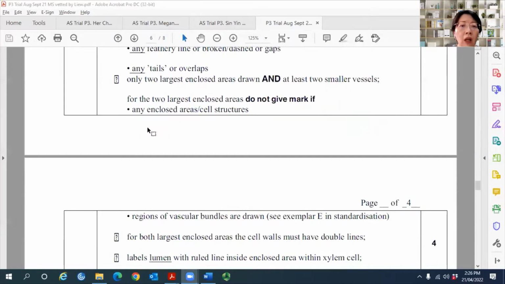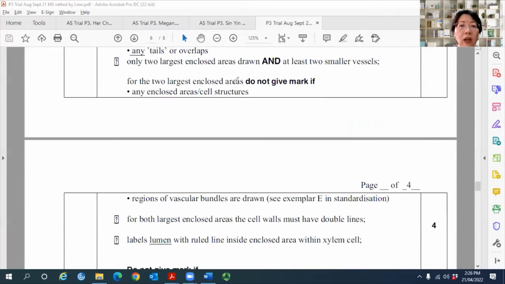Okay. So for the 2 largest enclosed area, do not give mark if any enclosed area cell structure means you draw the xylem vessel and you draw something inside the xylem vessel. It looks like got nucleus, got vacuole, no mark. So inside this, no other cell structure should be drawn already because it's empty.